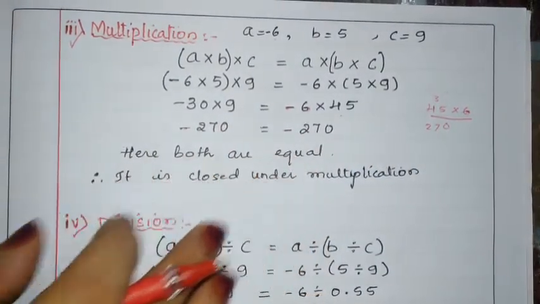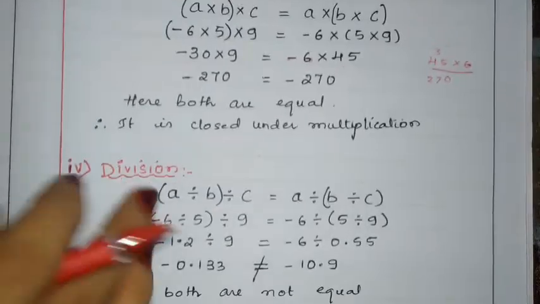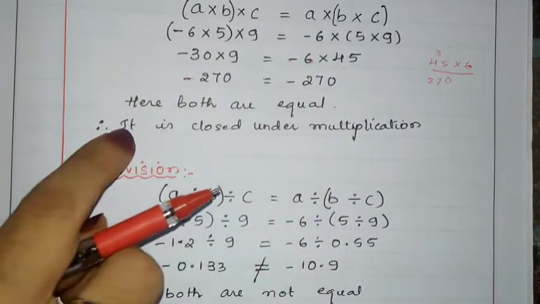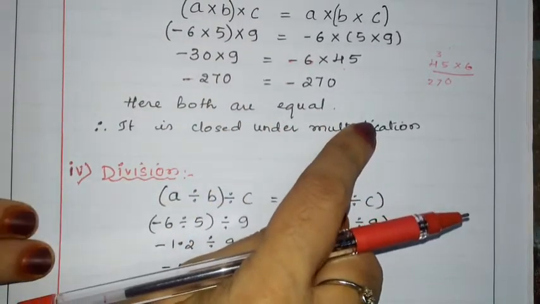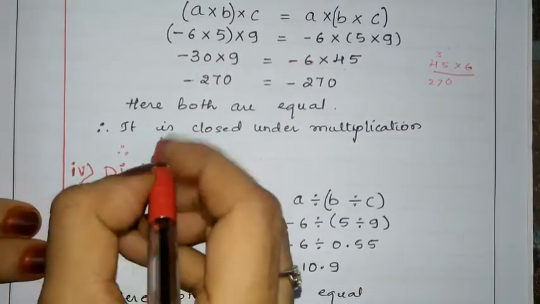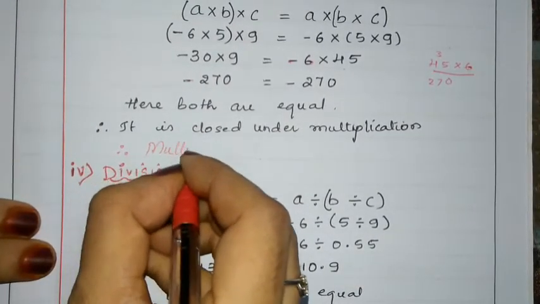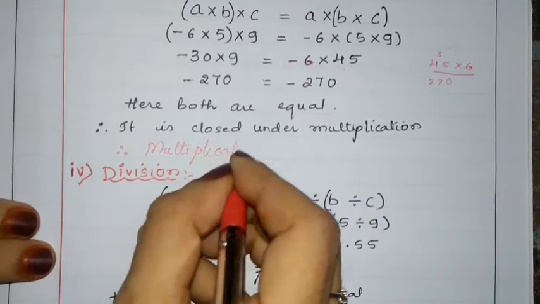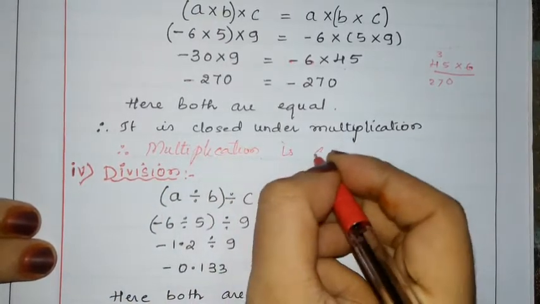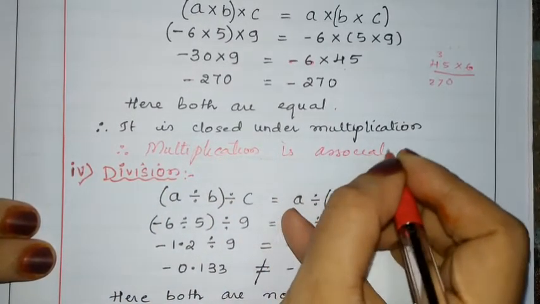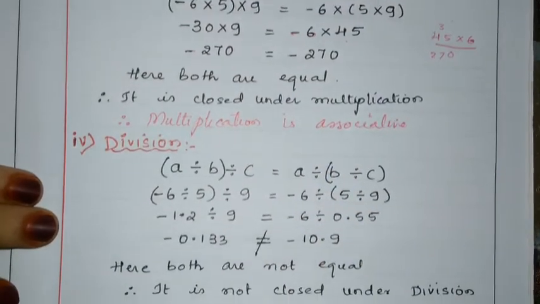Both answers we got are equal. Therefore here both are equal and it is closed under multiplication. You can also write multiplication is associative.